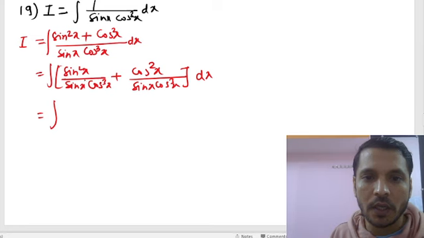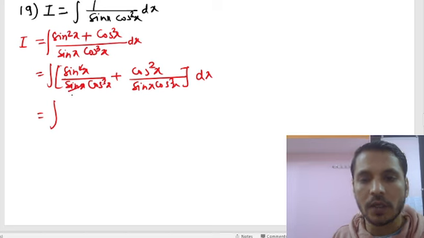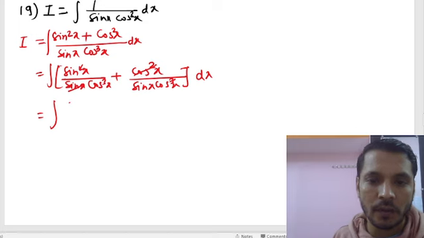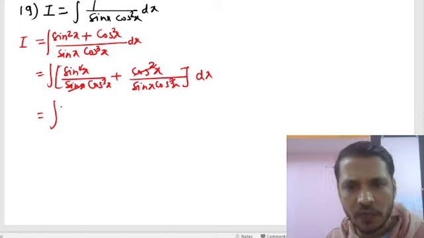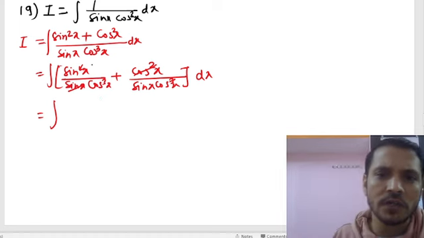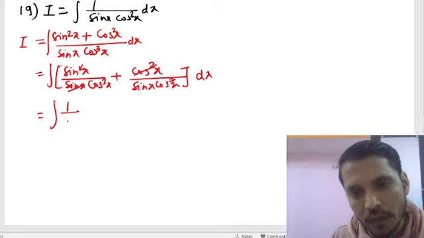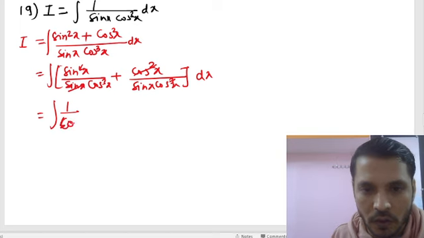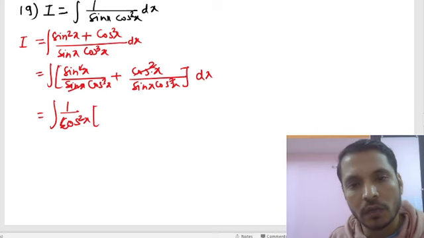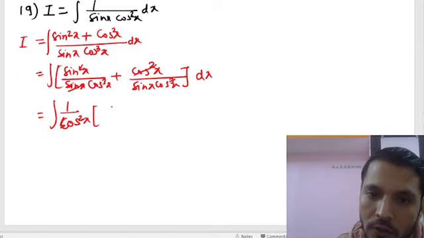Now what can we do here? In the first term, the sine powers will get cancelled, and in the second term cos square will get cancelled. Other than this, we can take the cos square common from the denominator part so that it will become secant. So we will not cancel anything, we are just going to take 1 by cos square common from both the denominator parts. We can solve by cancellation also, but then we need one extra step. So by shortcut we can do it like this.